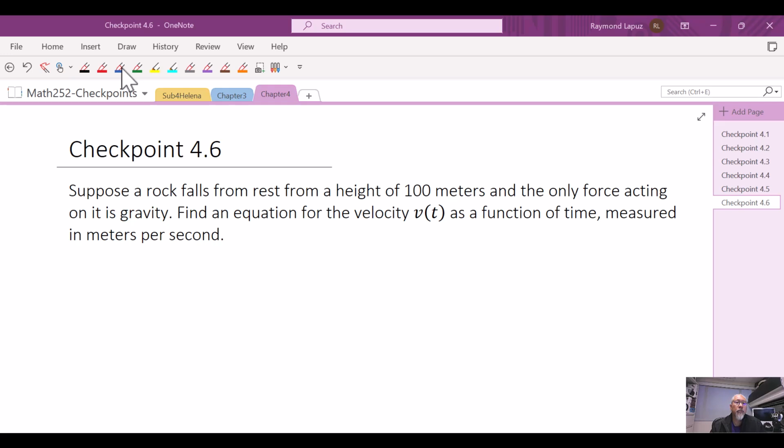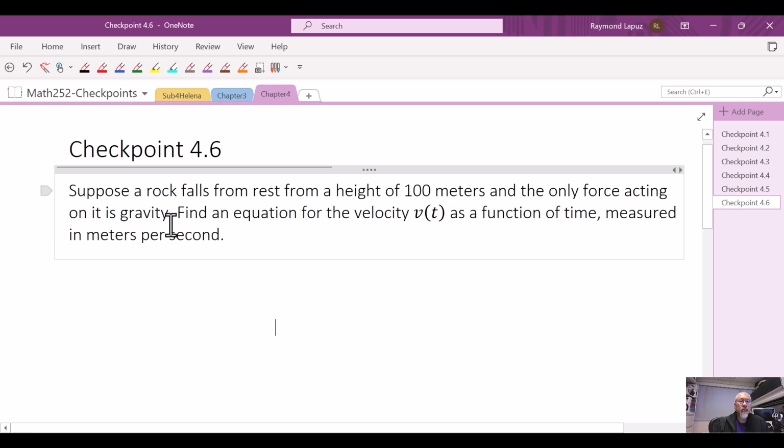My name is Lapuz. In this video we'll be doing checkpoint 4.6. This is the last checkpoint in section 4.1, our introduction to differential equations. So here they tell us that the rock is falling from rest at a height of 100 meters above the ground, and the only force acting is its gravity. Find the equation for the velocity v of t as a function of time measured in meters per second.